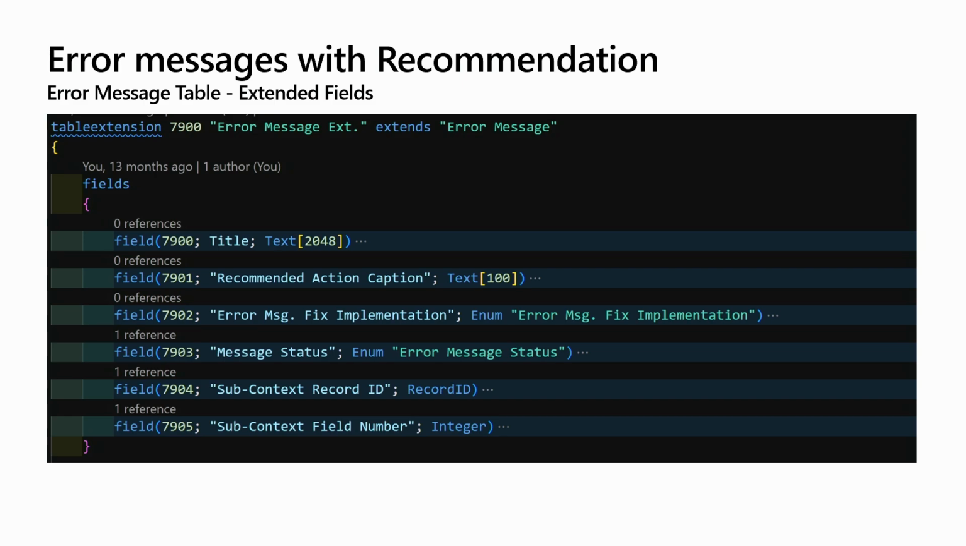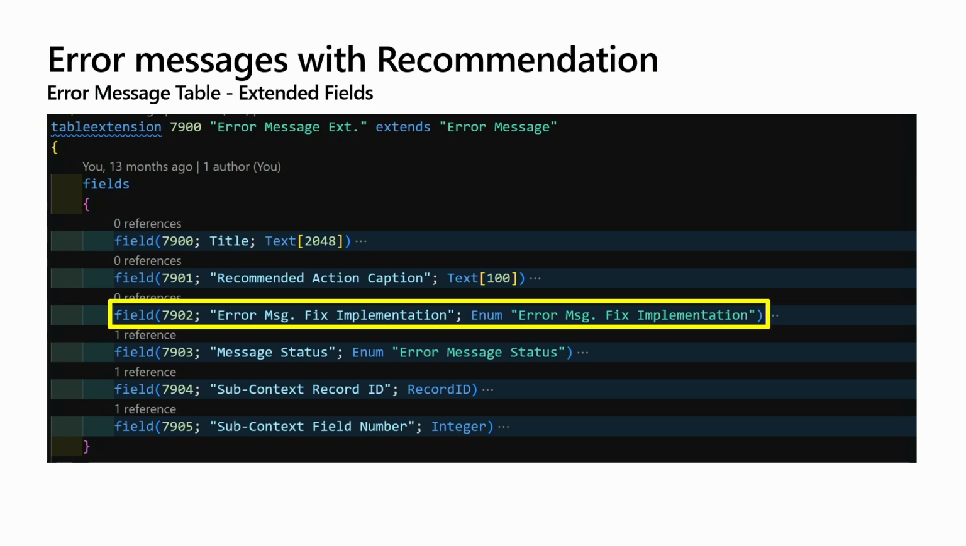Let's see what happened in the background, and how we implemented this. In the error message table, in the extension, we have extended the table Error Message Record with a few fields, especially the title, the recommended action caption, the message status, and the subcontext-related stuff.